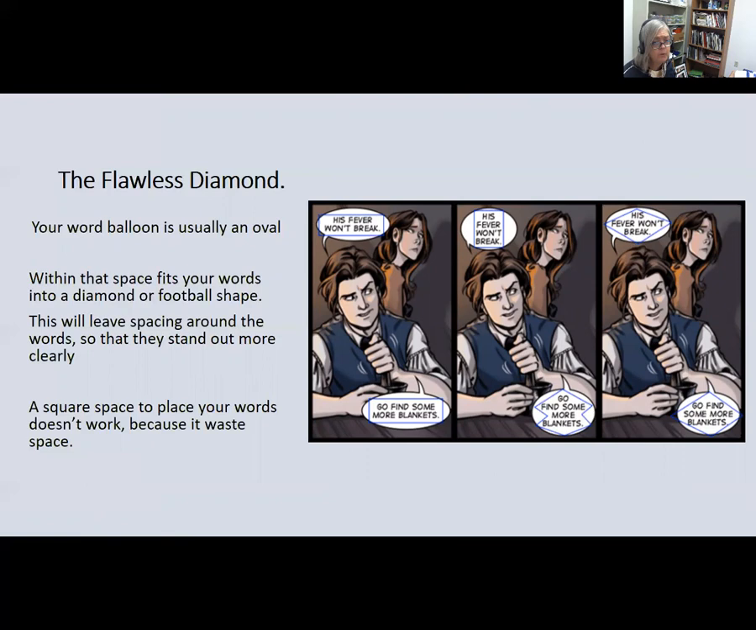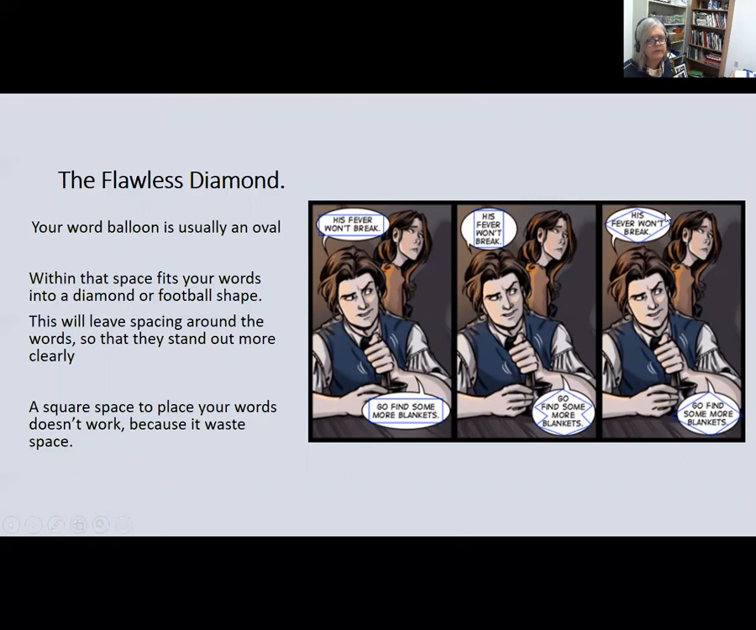You don't want to do it where the lines are too long, unless they're saying a whole lot of stuff. You don't want to do it where you're stacking the words like this, one word, one word, one word, one word. You want to do it so that it fits within a diamond. So the top and bottom words use fewer letters. What's in the center uses more. Does that make any sense? So you want it to fit into this diamond shape.